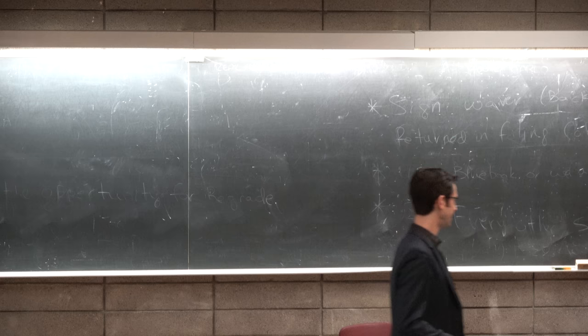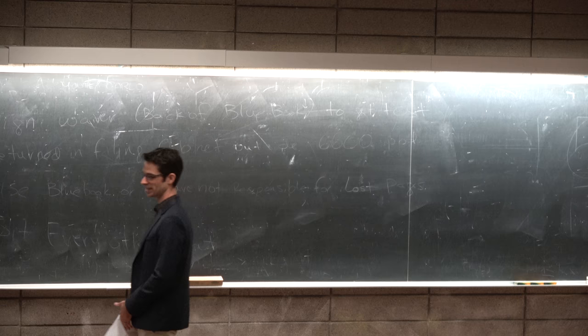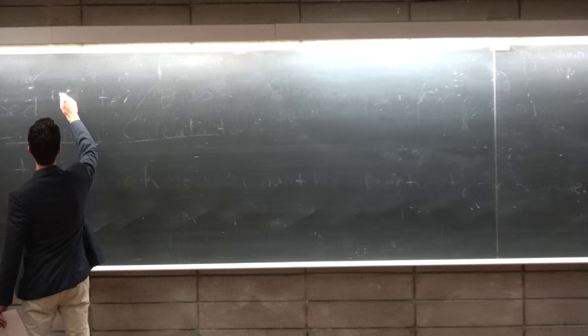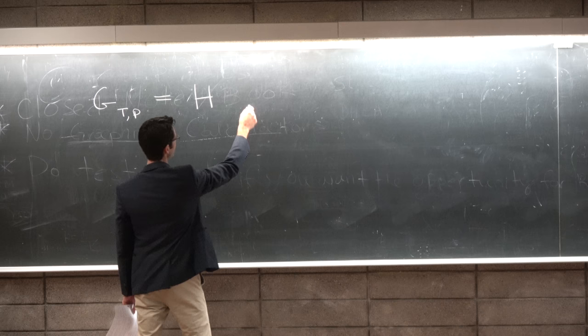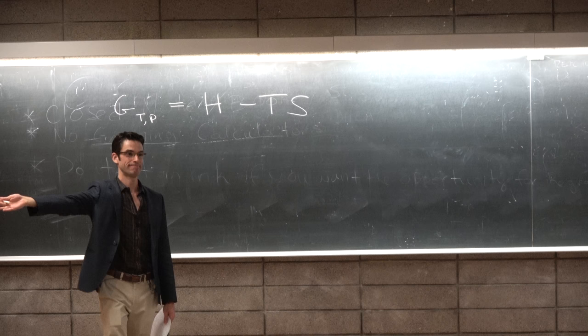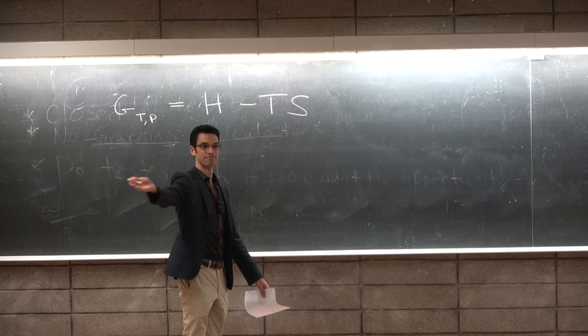You may have in first semester physics or chemistry derived the expression for G. And what you ultimately end up with is G, which, just as a reminder, is at constant temperature and pressure, equals something called H minus something called TS. H is the enthalpy, T is the temperature, and S is the entropy.